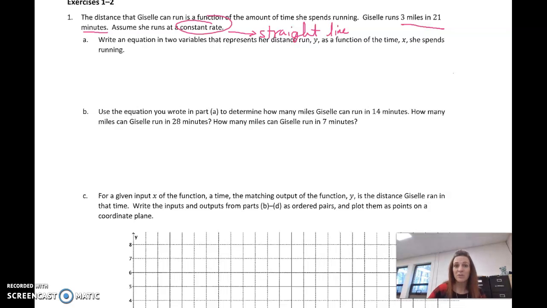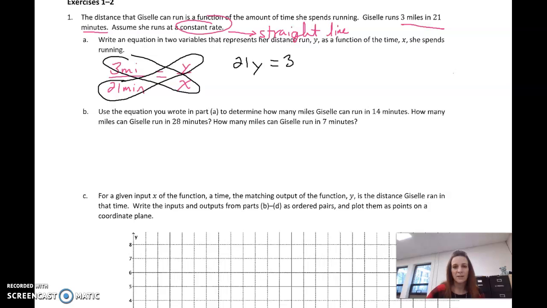So write an equation in two variables that represents her distance as a function of time. We should be good at this by now. Distance over time, 3 miles over 21 minutes. I don't care that 21 is bigger than 3. Always put distance over time. Her distance is y, her time is x. So we go 21 times y equals 3 times x. Since we're always solving for our y, our dependent variable, we're going to divide both sides by 21. And we're going to get y equals.